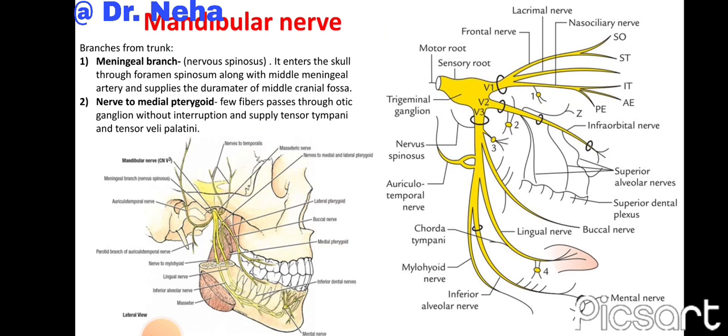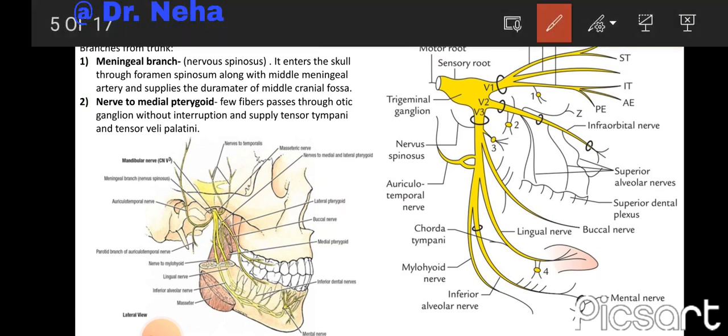Now the branches from the trunk, first is meningeal branch, also known as nervus spinosus. It enters the skull through foramen spinosum along with middle meningeal artery and supplies the dura mater of middle cranial fossa. Second is nerve to medial pterygoid. Few fibers pass through the otic ganglion without interruption and supply the tensor tympani and tensor veli palatini muscle. So in the diagram we can see this is the nervus spinosus and this is nerve to medial pterygoid.